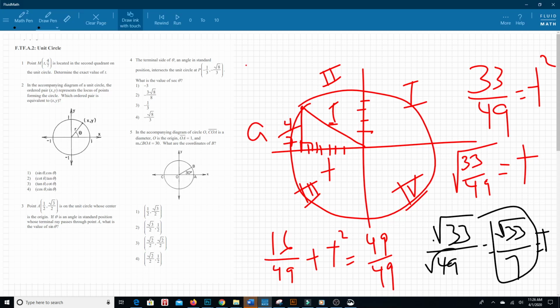I'm going to put up a sheet next for you guys to look at. Question 2 says, in the accompanying diagram of a unit circle, the ordered pair. Everyone clear on that, right?